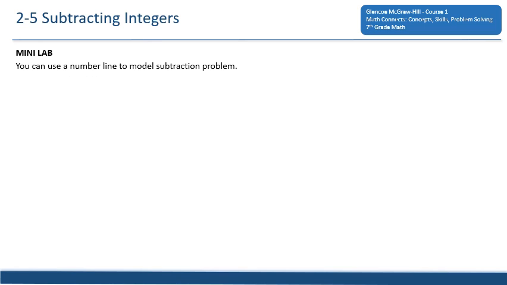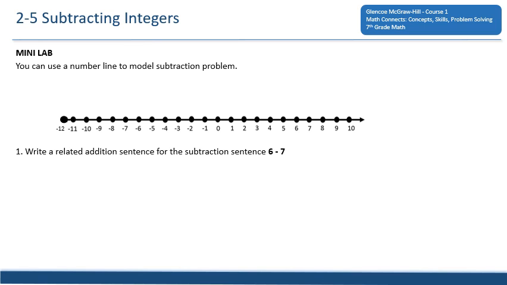Mini lab. You can use a number line to model a subtraction problem. 1. Write a related addition sentence for the subtraction sentence 6 minus 7. So what does that mean? Let's look at the number line. If we start at 0 and go to 6, and then we subtract 7, we end up at -1. So if we want to write an addition problem, we can write 6 plus -7. See on the number line how that would work. We have the 6 plus a -7.